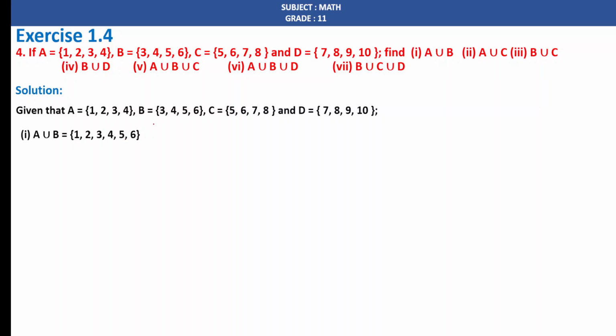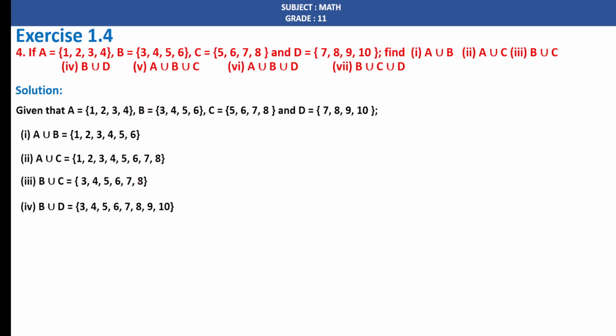Next, A union C. So when you are comparing A and C here, 1, 2, 3, 4, 5, 6, 7, 8 is A union C. Therefore, A union C is equal to {1, 2, 3, 4, 5, 6, 7, 8}. Third one, B union C. By comparing this one, we can write B union C as {3, 4, 5, 6, 7, 8}.